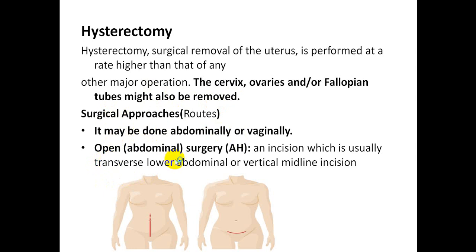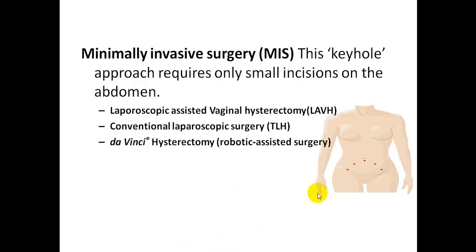Open or abdominal surgery uses an incision, usually a transverse lower abdominal incision or a vertical midline incision, either like a cesarean section or midline, according to the pathology associated with the uterus. If the uterus has multiple uterine fibroids of big size, or adhesions, sometimes we need an upper midline incision.